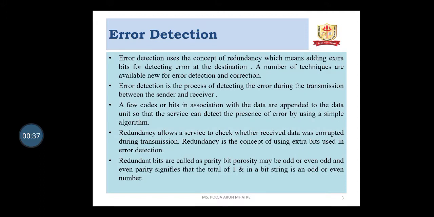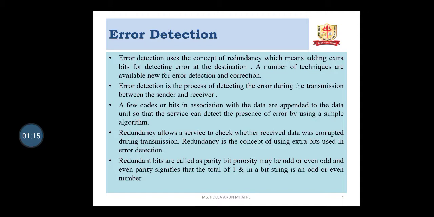Error detection uses the concept of redundancy, which means adding extra bits for detecting errors at the destination. A number of techniques are available for error detection and correction. Error detection is the process of detecting errors during the transmission between the sender and receiver. A few codes or bits in association with the data are appended to the data units so that the service can detect the presence of error by using a simple algorithm.